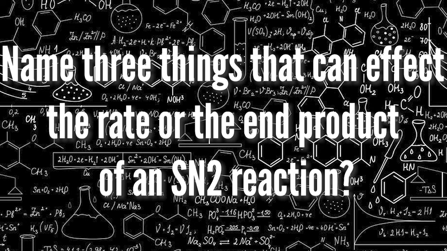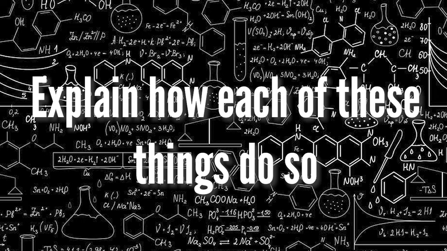Question number 17. Name 3 things that can affect both the rate and the end product of an SN2 reaction. Structure of alkyl halide, activation energy, and steric hindrance. Question number 18. Explain why each of these things do so.